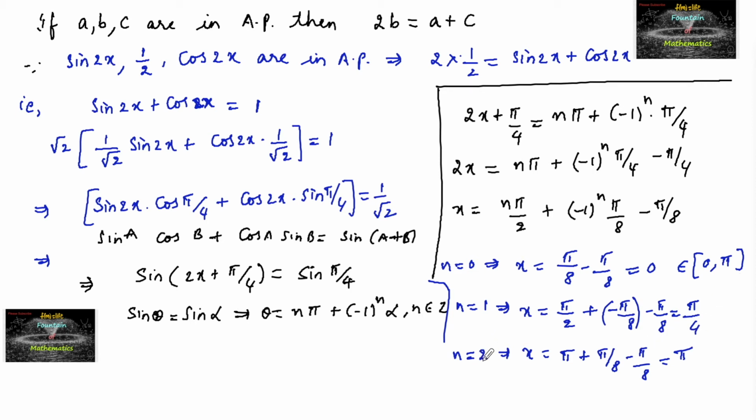So if I consider n is equal to 3, 3 pi by 2 plus (-1)^3 pi by 8 and again minus pi by 8, which will be more than pi. So for n is equal to 0, n is equal to 1 and n is equal to 2, we are getting x is equal to 0, x is equal to pi by 4 and x is equal to pi. So these are the three solutions in 0 to pi. Okay, right, thank you.